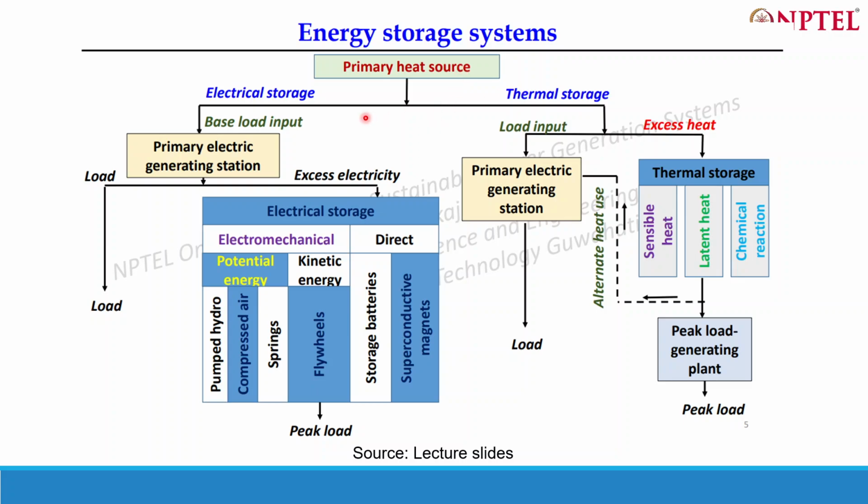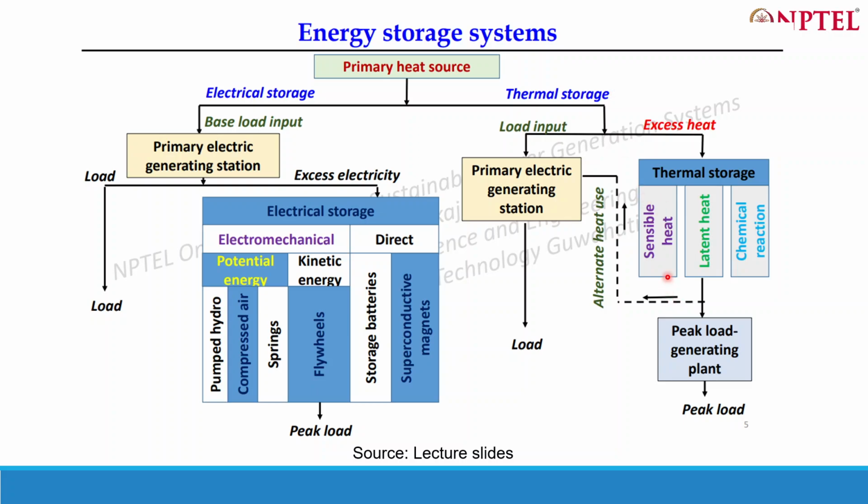So there are two things: electrical storage and thermal storage. Heat can be stored as electrical storage, and it can also be stored as thermal storage. So how do we store it as electrical storage? We generate electricity, and then we have electromechanical devices or direct storage devices, like storage batteries, flywheel, springs, compressed air, pumped hydro, superconducting magnets. And for thermal storage, storing heat is very challenging. Thermal storage has three types.